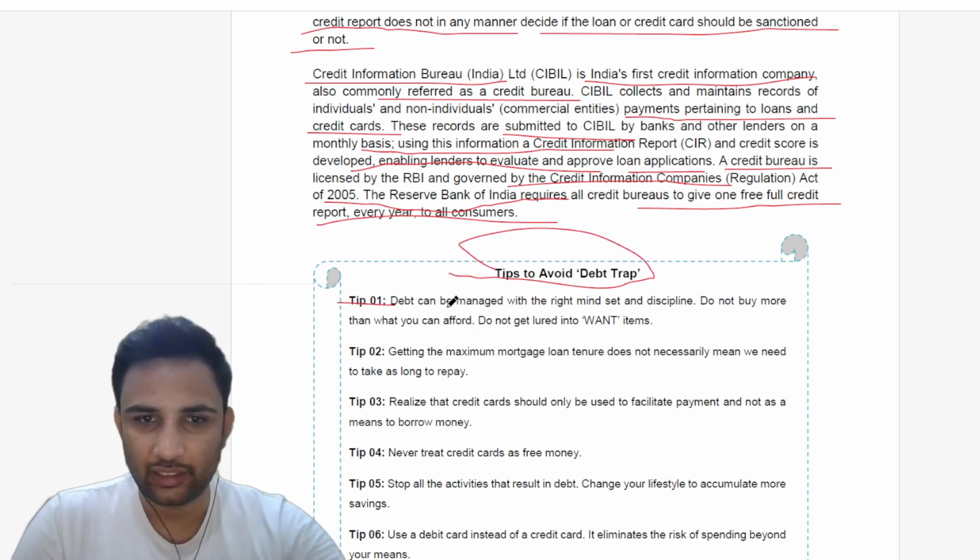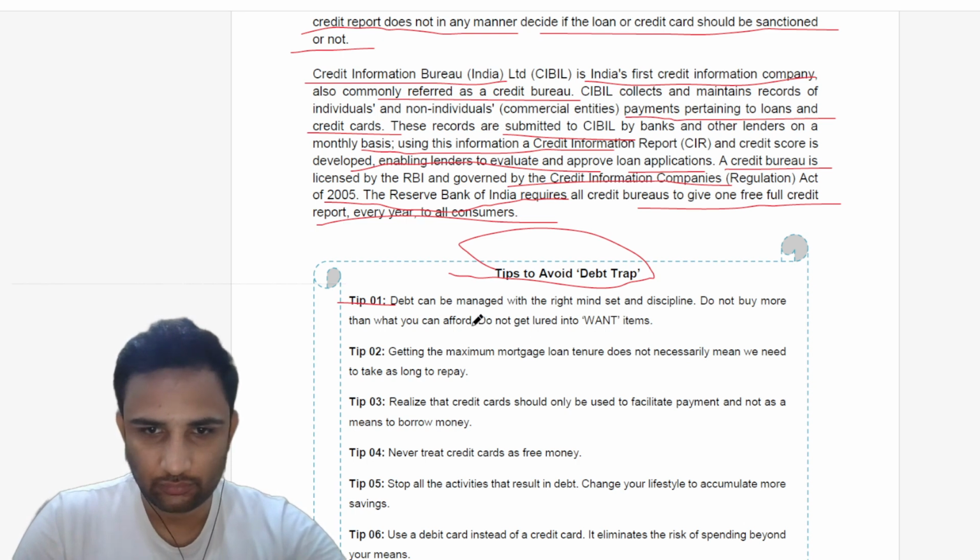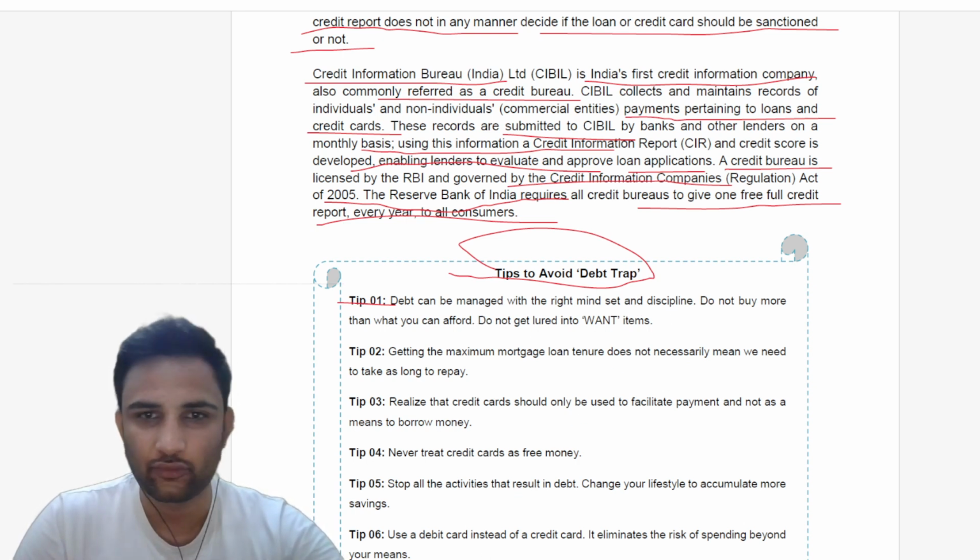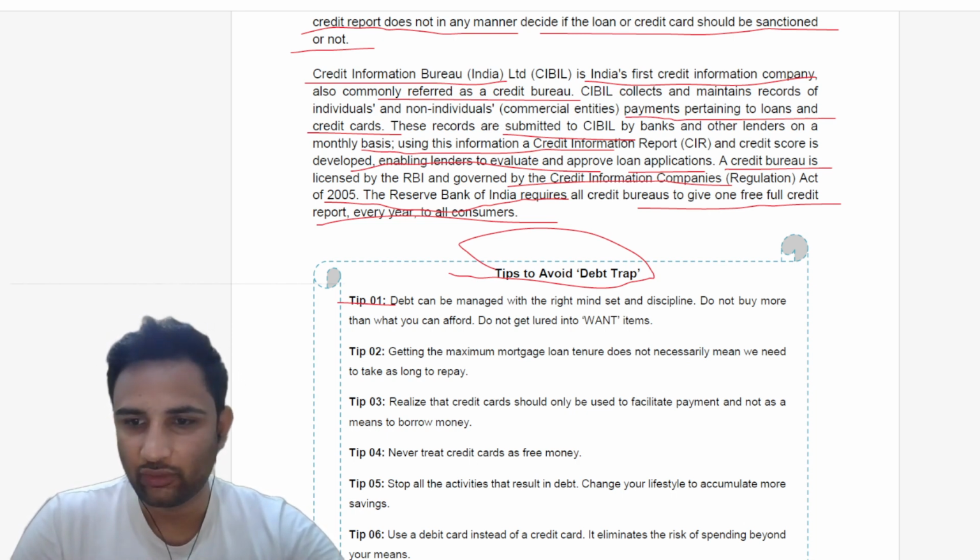Tip number one is debt can be managed with the right mindset and discipline. Do not buy more than what you can afford. Do not get lured into want items. So what are the want items? Want items are those items that a person does not require.